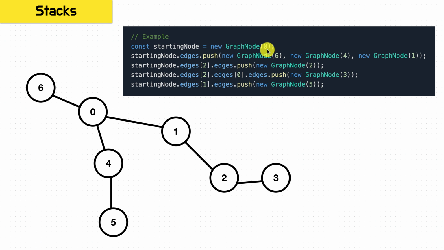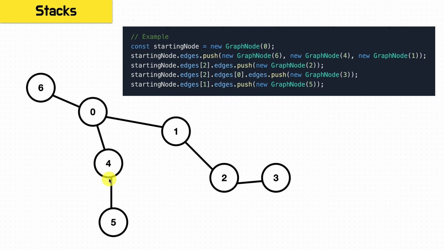Then we take the edges at the second index, which is graph node 1, and then push a graph node with the value 2 as an edge to that. Then for graph node 2, which is edges of the 2 points to 1, then edges of the 0 points to this node with the value 2, we push the graph node with the value 3. Then finally, edges of the index 1 for the starting node is graph node 4, and we push graph node 5. So here we added that edge.